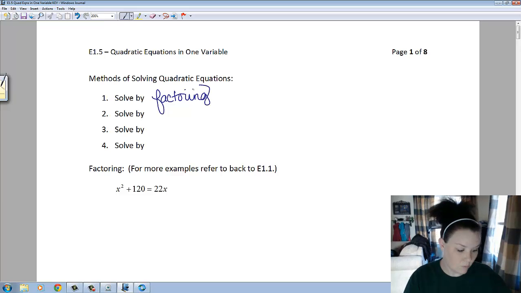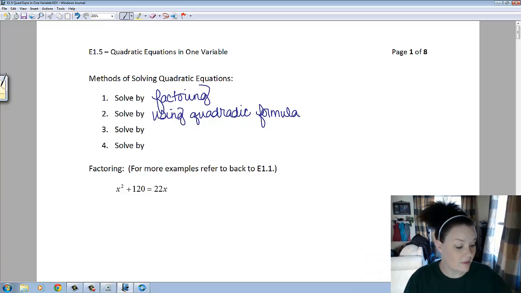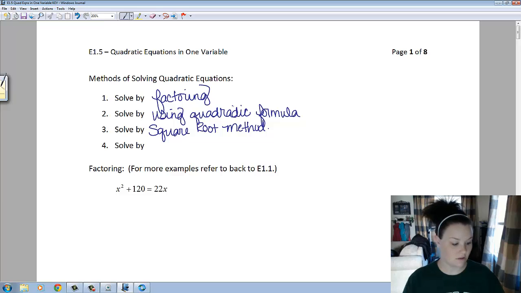Okay. The second one is to solve using the quadratic formula. Okay, the third method is to solve by using the square root method. Okay, and the last method is to solve by completing the square.